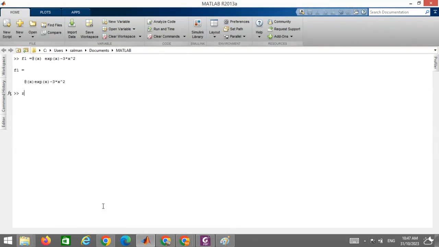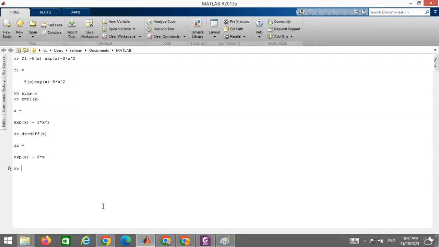Okay, so I write z is equal to f1 of x. Yeah, now exp is 3 into x square, right? So I will write now differentiation of z. It should give me exp of x minus 6x. This is the differentiation of f of x.